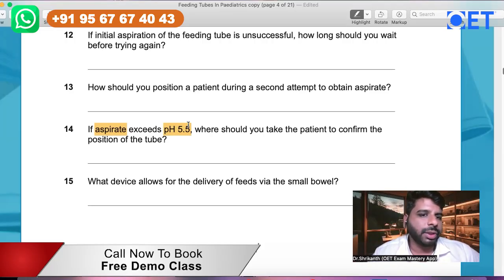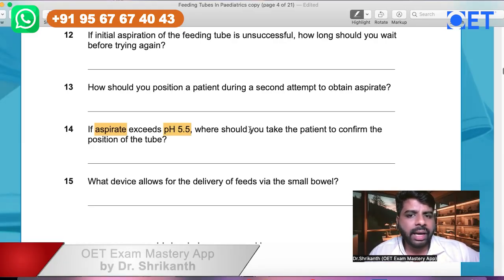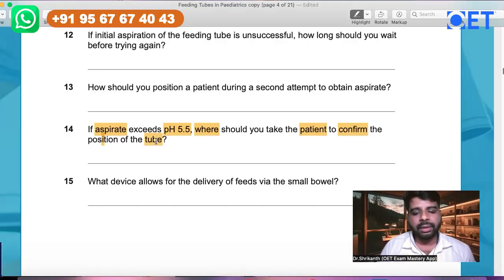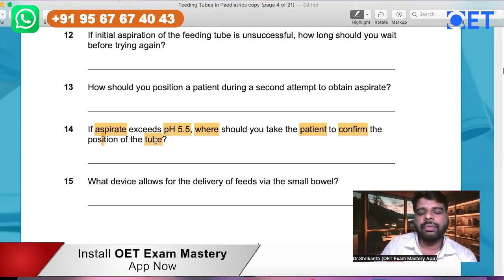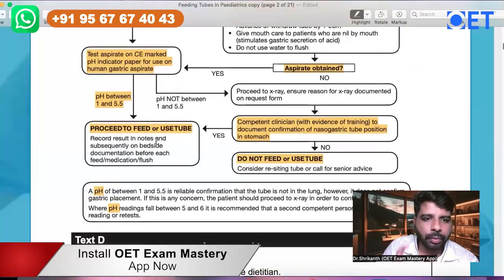Now let's understand what the question is. If aspirate exceeds pH 5.5, exceeds means more than 5.5, where should you take the patient? Where means what? A location. Where should you take the patient to confirm the position of the tube? So we want to find the position of the tube, and where should you take the patient if the pH level is more than 5.5. So obviously, it is going to be over here.